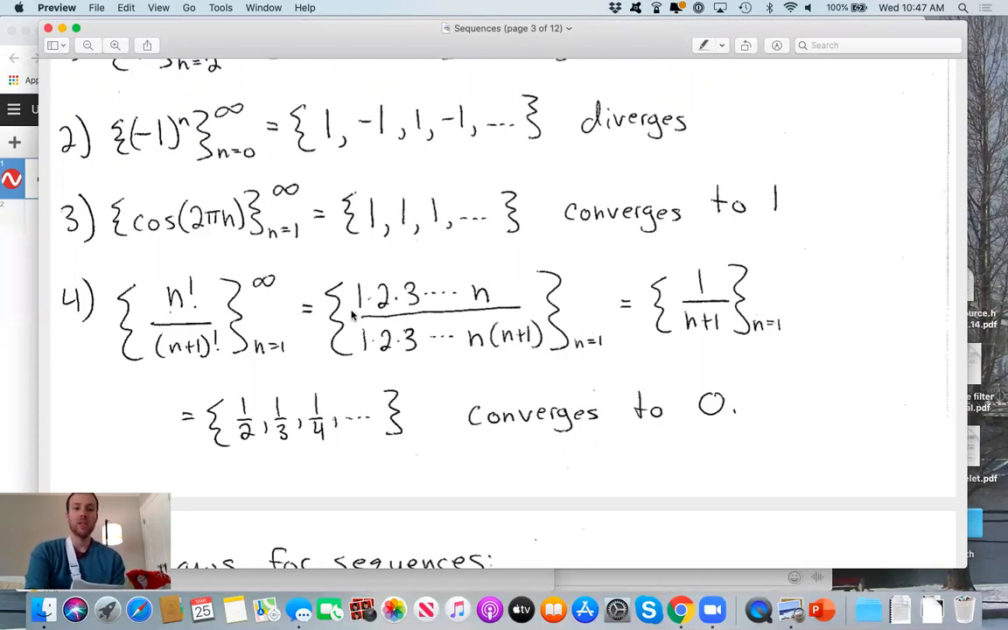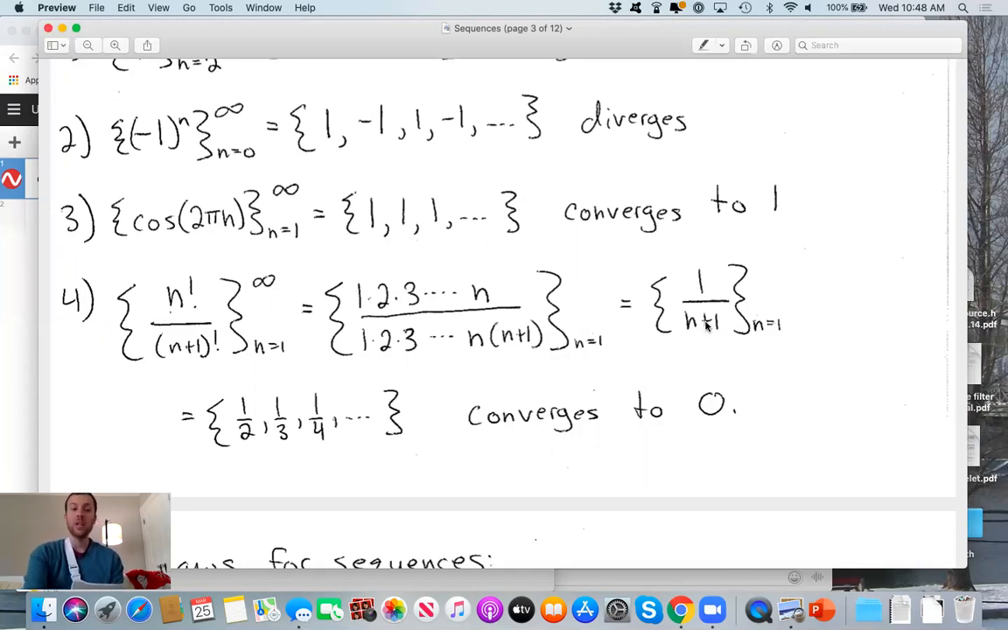The top is: start at 1 and multiply all the numbers up to n. The bottom is: start at 1, multiply all the numbers up to n, and then do the next number, n plus 1. So in this case, there is a lot of cancellation. The 1s, 2s, 3s, and everything cancels, except the bottom has this extra factor, n plus 1. So after simplifying, we've canceled everything on the top, and we just have this extra factor on the bottom. So what we're really dealing with is 1 over n plus 1.